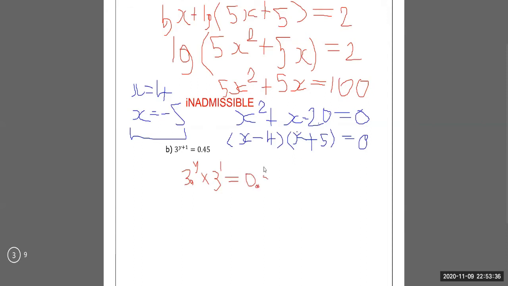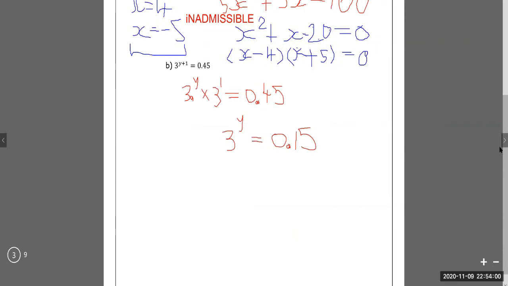So now we divide both sides by 3. 0.45 divided by 3, we're just going to get the equation 3 to the y equals 0.15. So what are we going to do now to find y? Sir, would we log both sides? Absolutely. Whenever the unknown is in the power, we log both sides. Wonderfully said, Ayana.